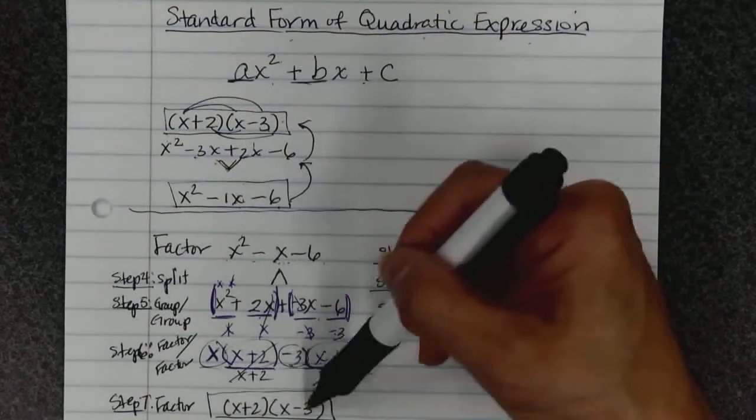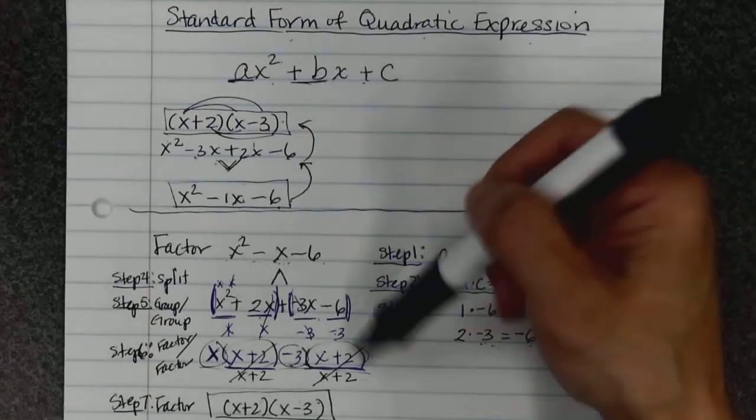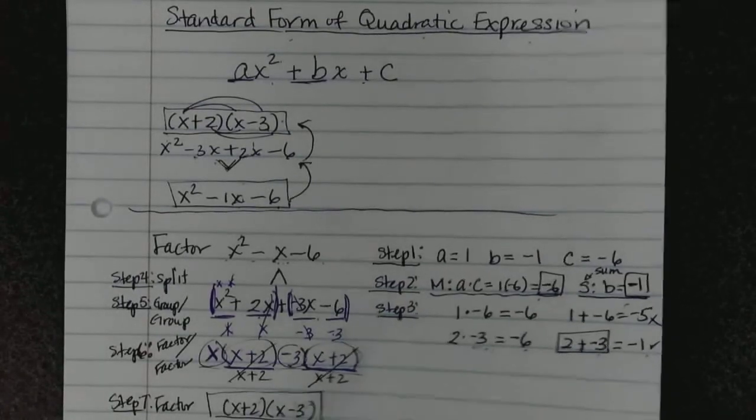So see, when we FOIL this back together, we should get this. The way to check is to multiply that out, FOIL it out, and then you get this. And that's how you check. And this is factoring by grouping. Okay, so let's try one more.